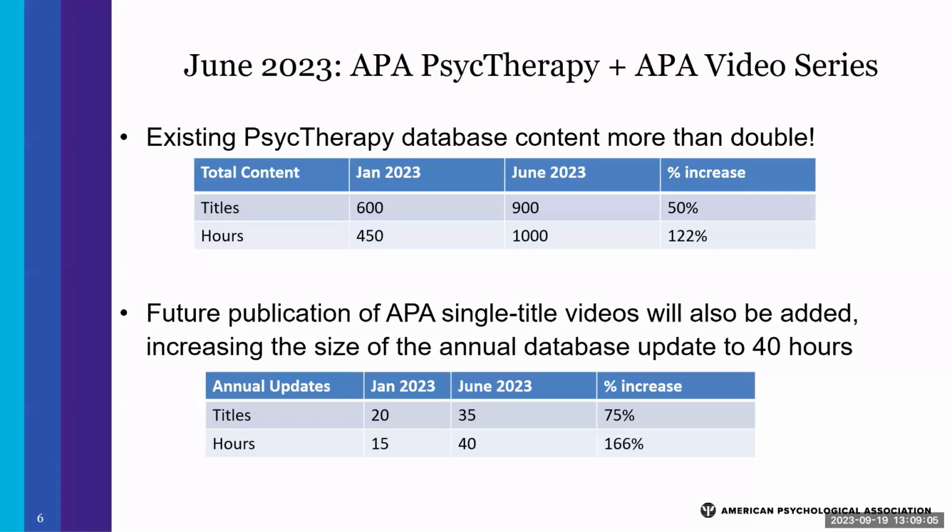So June was sort of the big deal where these two video sources came together in the same streaming place, right? But just yesterday, on Monday of this week, we released a more typical APA PsycTherapy update. We added 20 new videos, and 4 of them were the newest releases for the APA video DVDs, right? So now that this is established, every time APA PsycTherapy updates, which is about twice a year, it's going to be bigger updates than what we've seen before.